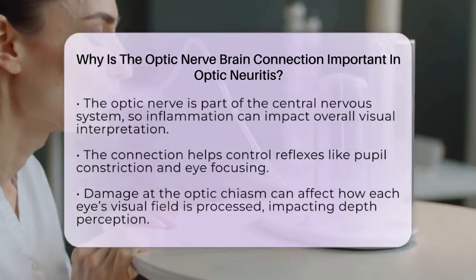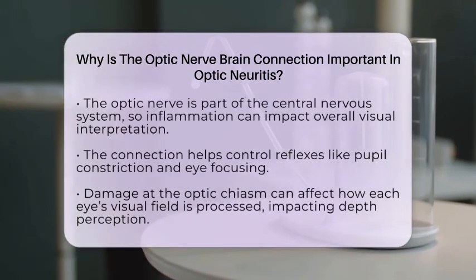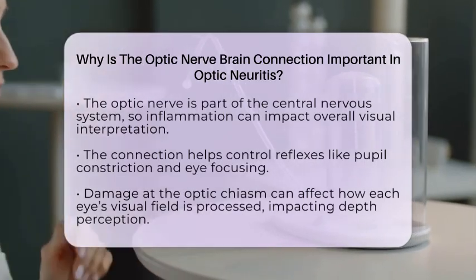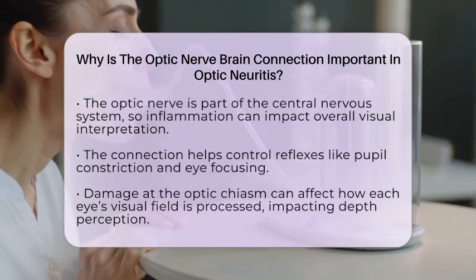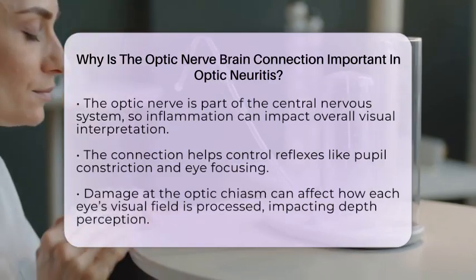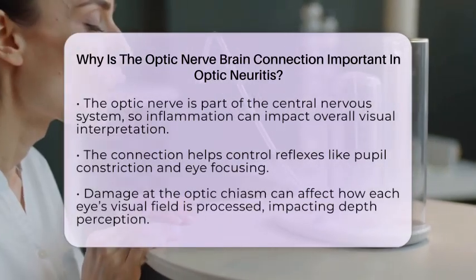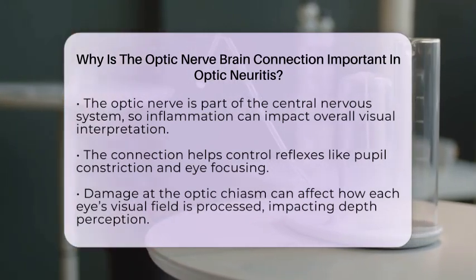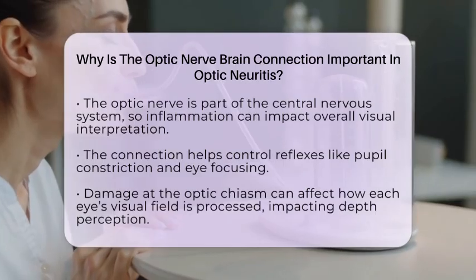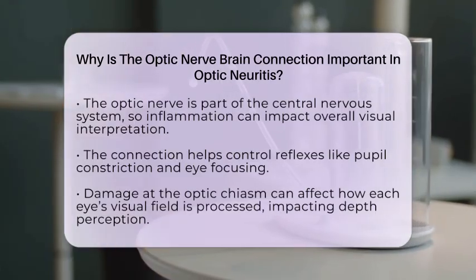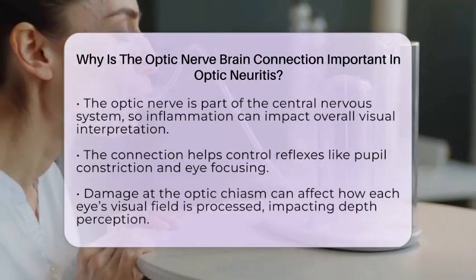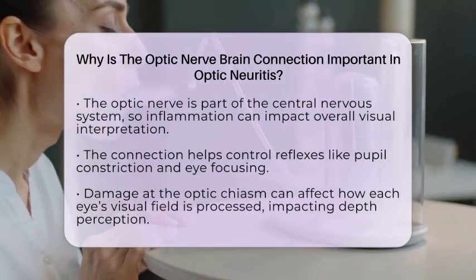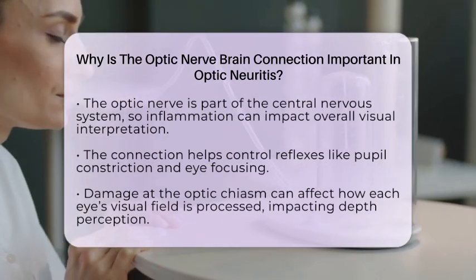Because the optic nerve is part of your central nervous system, any inflammation can affect how well your brain receives and interprets visual signals. The connection between the optic nerve and the brain also helps control reflexes like the pupillary light reflex, which makes your pupils contract in bright light, and the accommodation reflex, which helps focus your eyes. When this connection is compromised, these reflexes may not work properly, affecting your overall visual function.